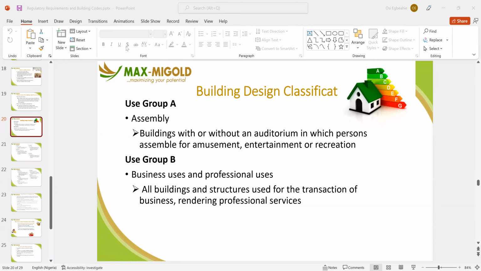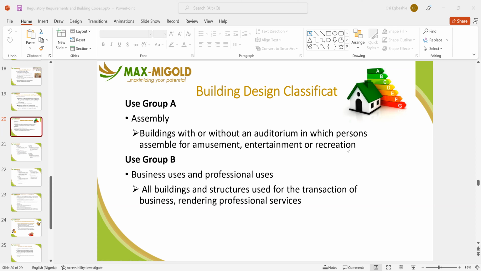All right, great. We're looking at building classifications. There are different buildings and different classifications. We see how they are classified, and then that will be the use. We'll take our questions. We have use group A, assembly. This is buildings with or without an auditorium, in which persons assemble for amusement, entertainment, or recreation.